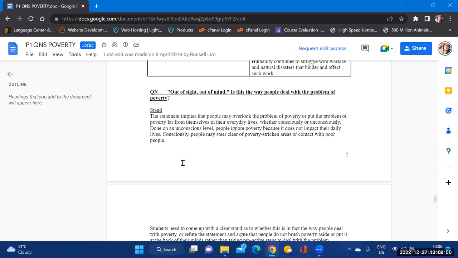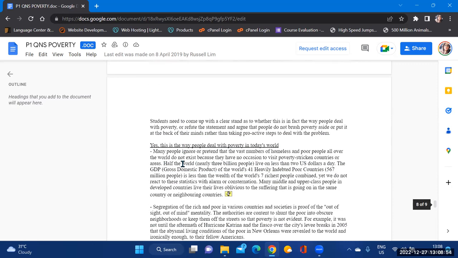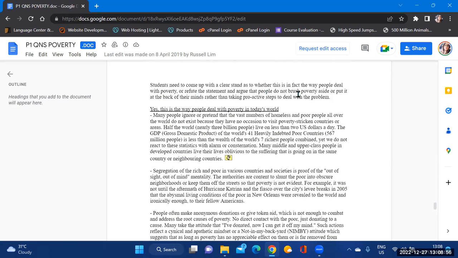Consciously, people may steer clear of poverty-stricken areas or contact with poor people. Students need to come up with a clear stand as to whether this is in fact the way people deal with poverty, or refute the statement and argue that people do not brush poverty aside or put it at the back of their minds, rather than taking proactive steps to deal with the problem.